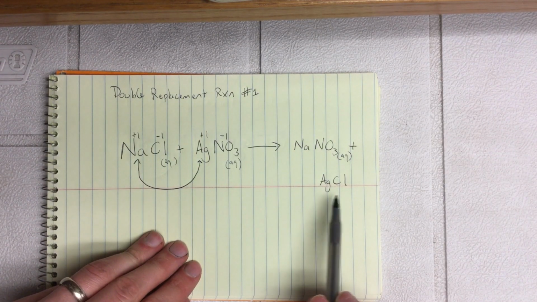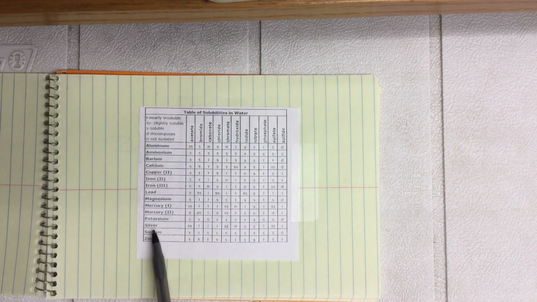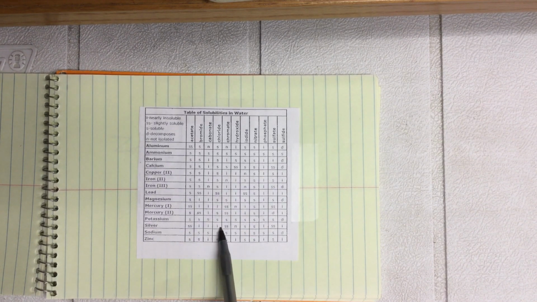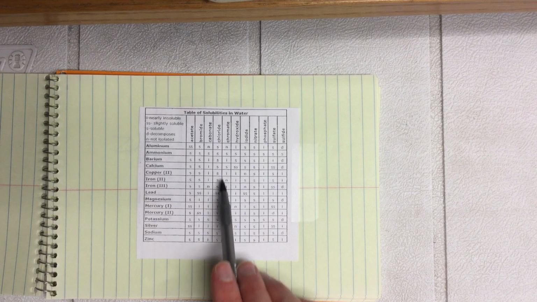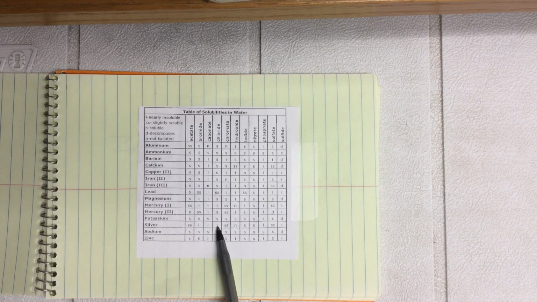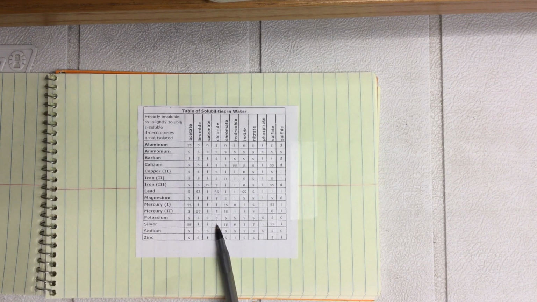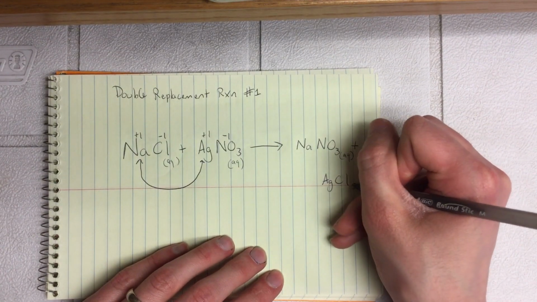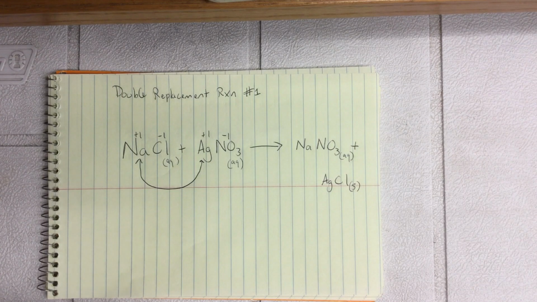We're looking at Ag and Cl next. So we have silver and we have chloride. Here you can see that it's an I. Now for our rules, if it's not showing an S, that means that it's insoluble, that means that a precipitate forms. So we would write here an S for solid, stating that yes, a precipitate did just form.